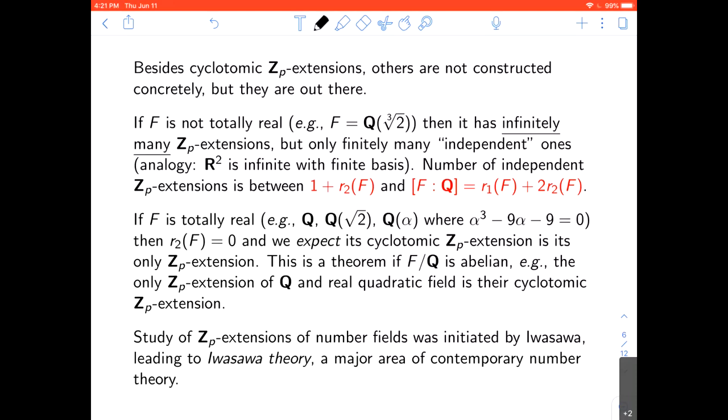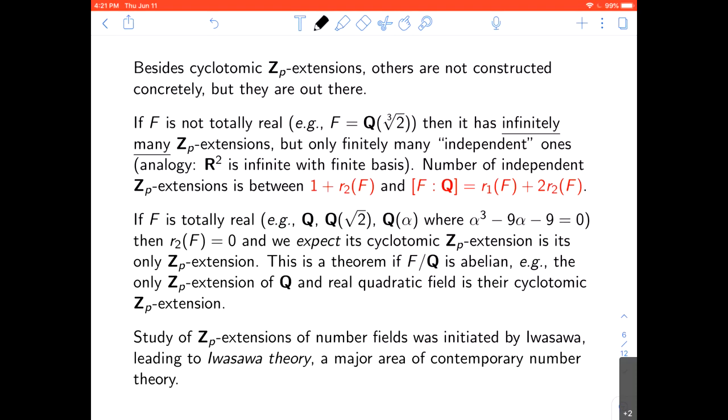Infinitely many extensions of the field in its algebraic closure have Galois group isomorphic to the p-adic integers. Although if you look at them all together and take their composite, it's just going to be a finitely generated Z_p module in some sense, sort of like Z^n will be like Z_p to the something. So there are really only a finite number of independent examples of Z_p extensions whose composite contains all the others. And there are bounds from above and below on how many independent Z_p extensions a number field could have.